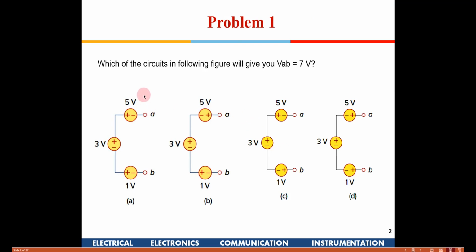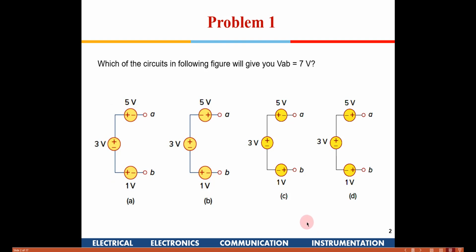Okay, so the first problem goes like this: which of the following circuits in the following figure will give you a terminal voltage of 7 volt DC output? So can anybody guess what would be the answer? It's pretty simple. Any one of you? We learned that voltage sources will just get algebraically added, right? So what would be D.